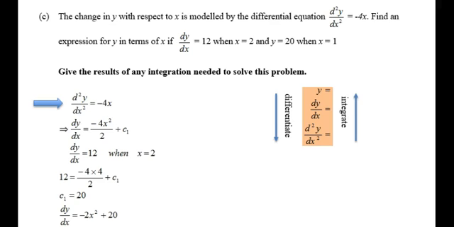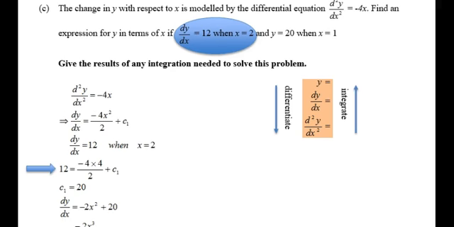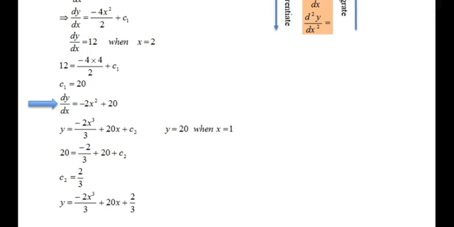Now they've told us up in the start that dy dx equals 12 when x equals 2. So this is what enables me to work out our value for c1. Substituting dy dx equals 12 and x equals 2, I get c1 equals 20, and then dy dx equals negative 2x squared plus 20. From dy dx to get back to y, I need to integrate one more time. Integrating dy dx becomes y equals negative 2x cubed over 3 plus 20x plus c2.